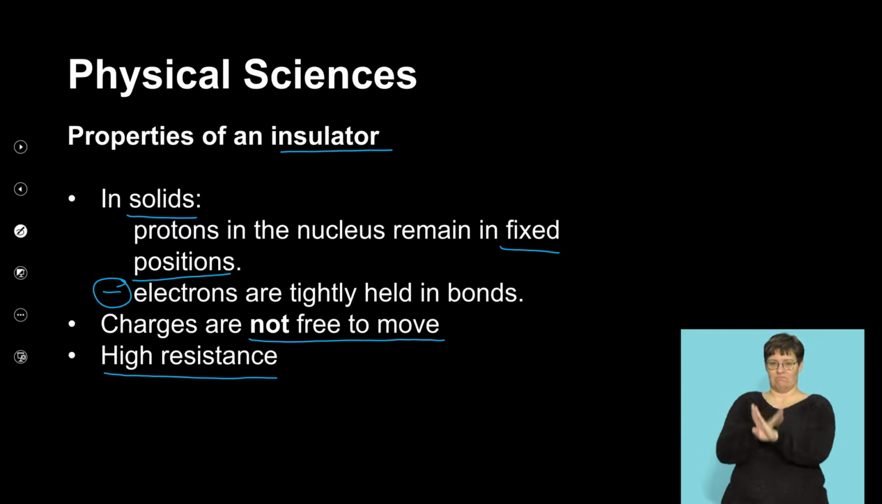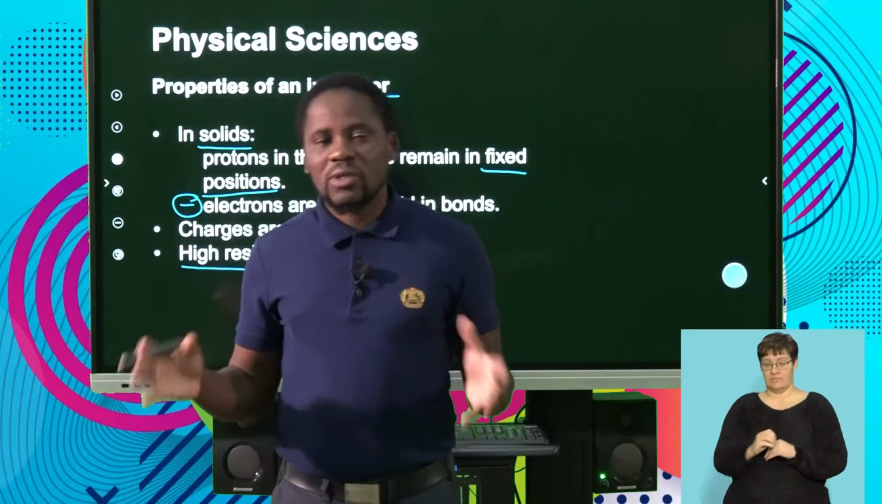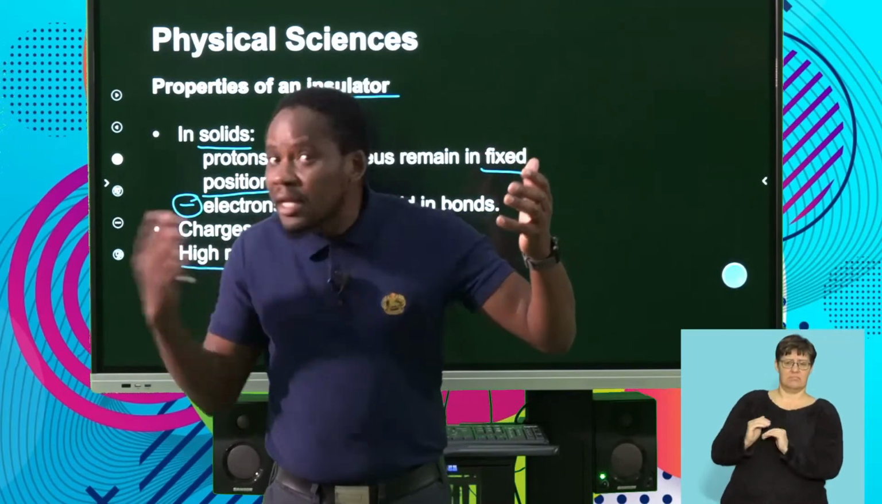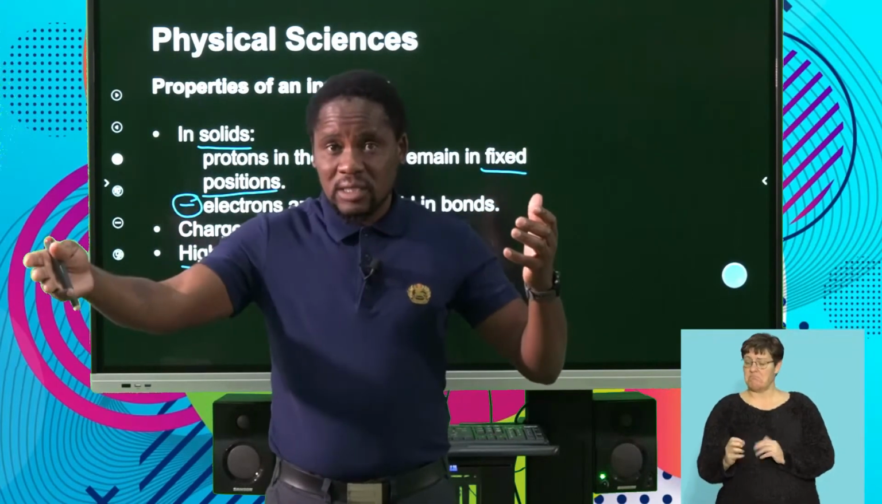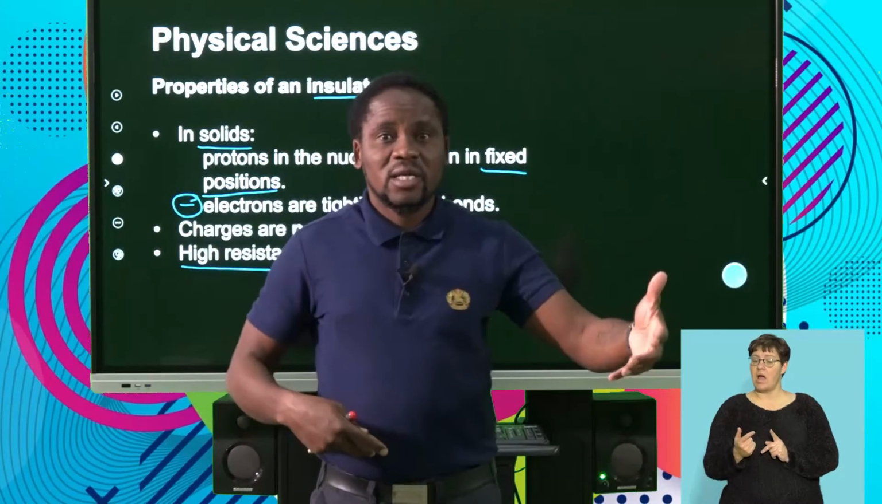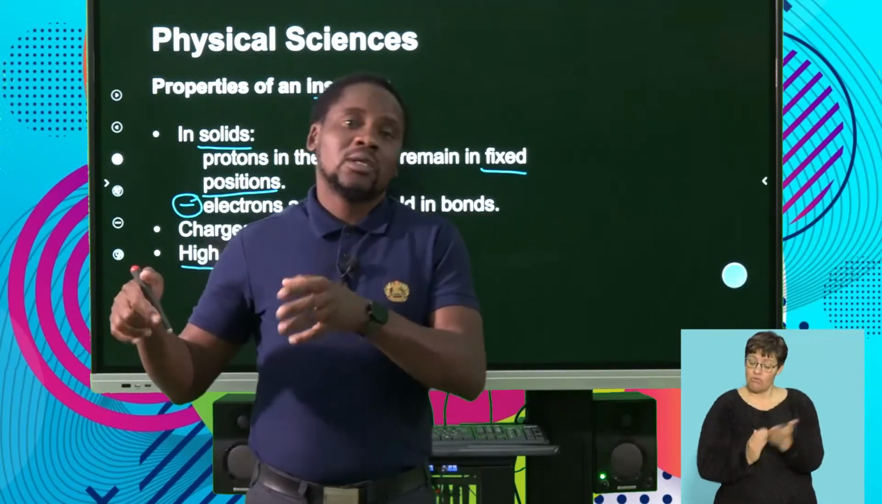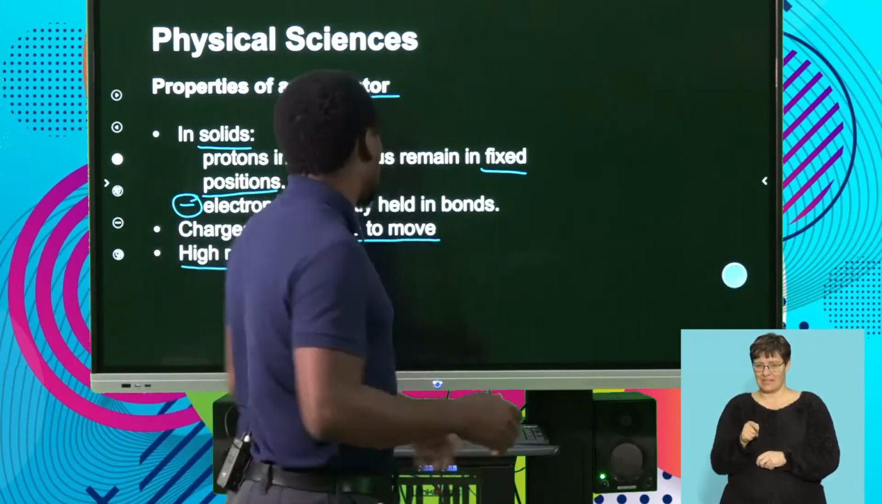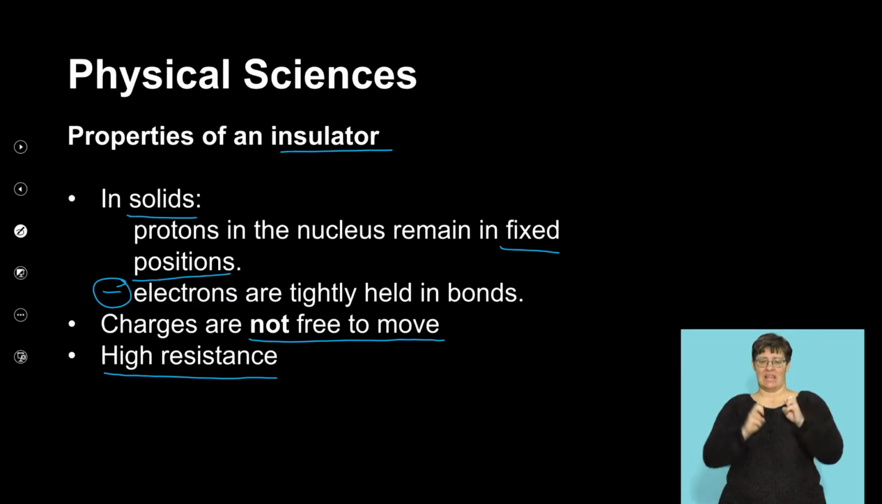Now, if these solids have high resistance, it means, in other words, they are poor conductors. So a good insulator actually has the properties of a bad conductor, right? So this is based on the kinetic model, right?